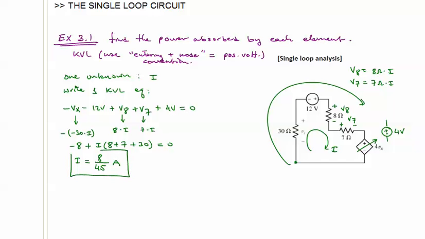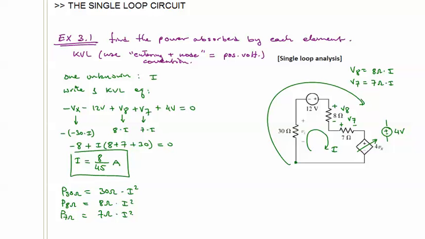That's our current. Now we're asked to find the power absorbed by each element. The power absorbed by the 30 ohm resistor is going to be 30 ohms times I squared. I won't do the math here, I'll just write the formula. This will be the same for the 8 ohm resistor. It'll be 8 ohms times I squared, etc. So P7 is 7 ohms times I squared.